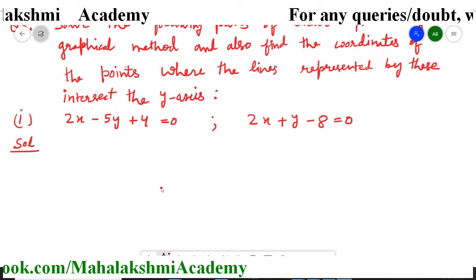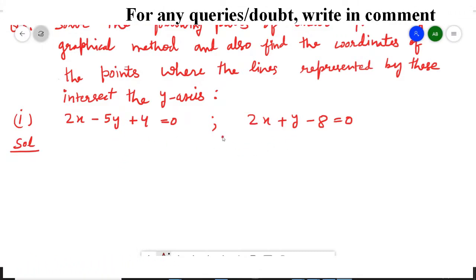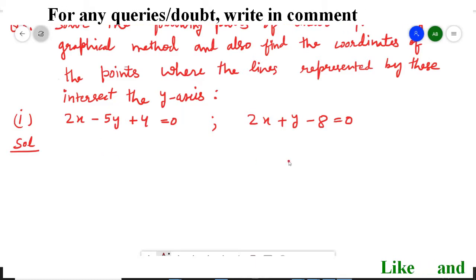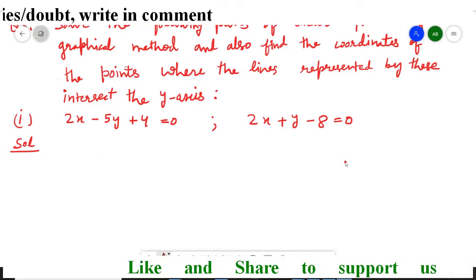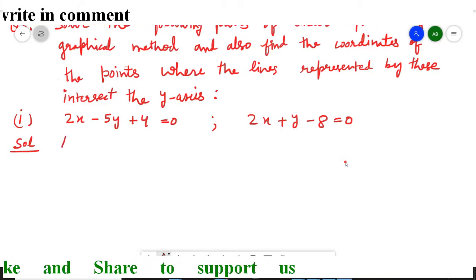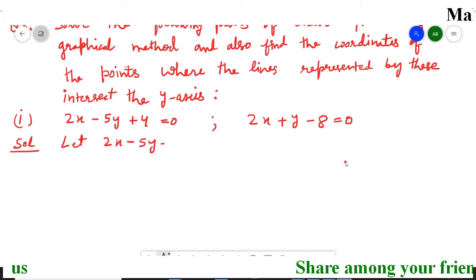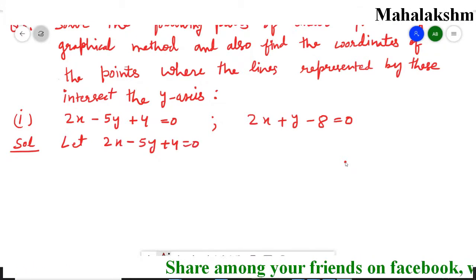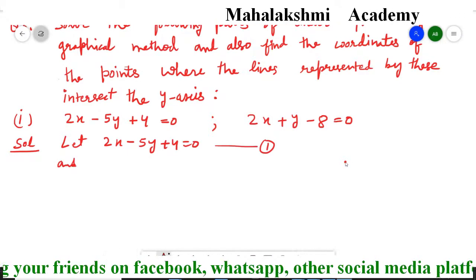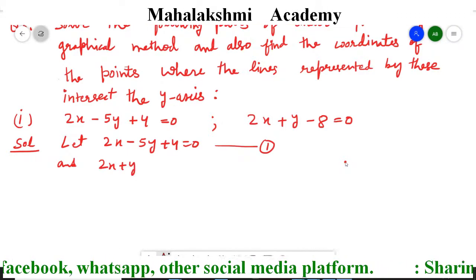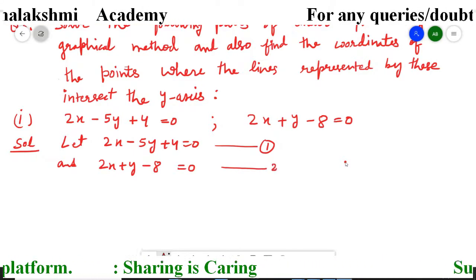So to draw the graph, first we need the coordinate table. One by one we are going to calculate the coordinate table for both the equations. We'll first start from equation 1. 2x minus 5y plus 4 equal to 0 is our equation 1, and 2x plus y minus 8 equal to 0 is our equation 2.